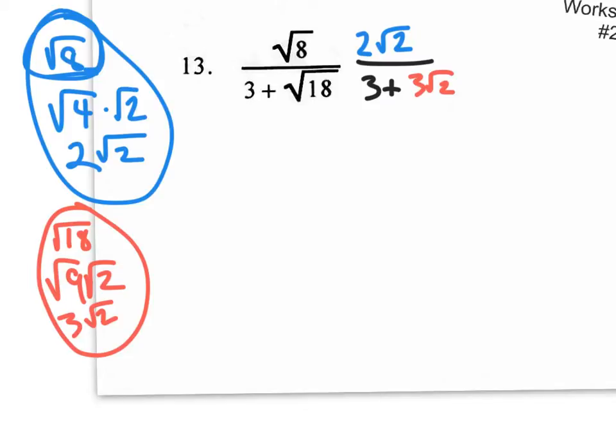We need to now get rid of the radical in the denominator. How are we going to do that? We're going to realize that the denominator is a binomial with a radical in it, and the only way to get rid of a radical within a binomial is to multiply by the conjugate.